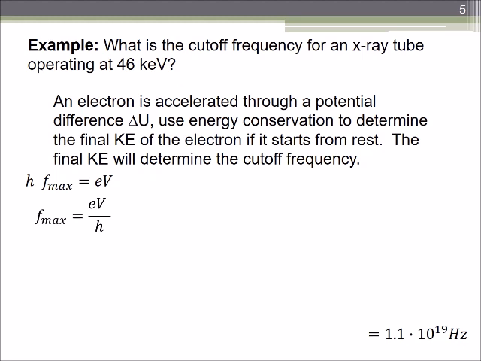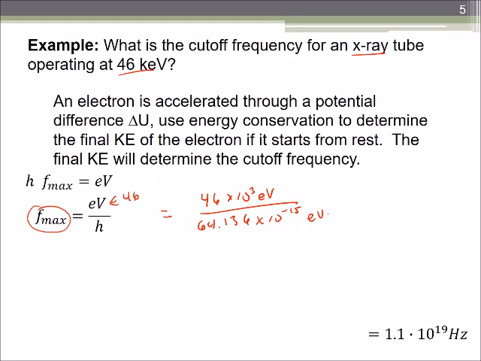So here we have a cutoff energy for an x-ray tube of 46 kiloelectron volts, and we want to figure out what the frequency is. So we're given 46, and we're going to use h in electron volts just to make our life easier. So this is 46 times 10 to the third electron volts divided by 4.136 times 10 to the negative 15th electron volt seconds. That gives us the answer of 1.1 times 10 to the 19th hertz.